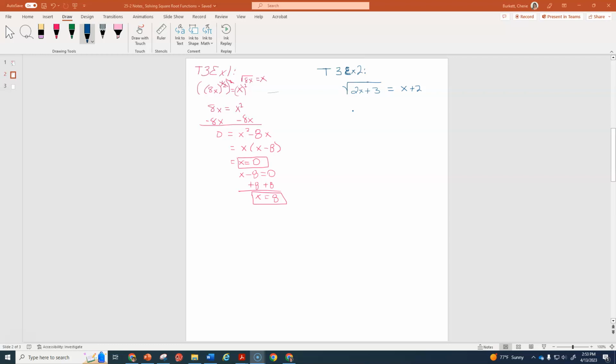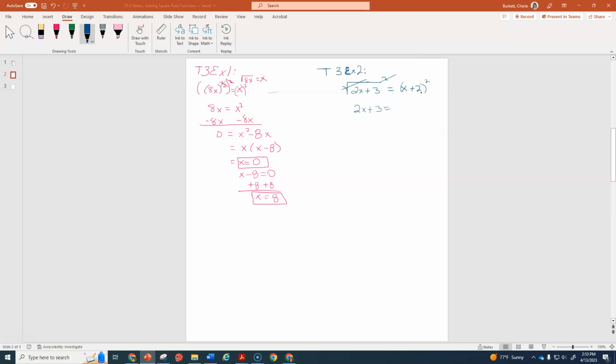So this problem right here, the radical is isolated, so we are ready to square both sides. So you square this side and you square that side. And the square cancels with the square root, leaving us 2x plus 3. On this side, oh my gosh, if you're not very careful, you're going to just distribute that 2, and that will be wrong. The answer to x plus 2 squared is not x squared plus 4, and that's what everybody's going to put.